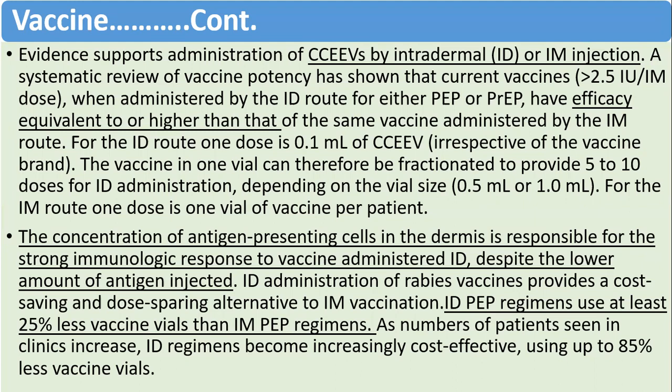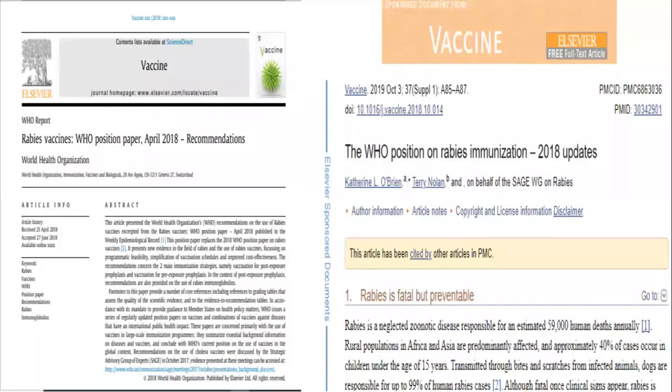The concentration of antigen presenting cells in the dermis is responsible for the strong immunogenic response to vaccine administered intradermally, despite the lower amount of antigen injected. Intradermal post-exposure vaccine regimes use at least 25% fewer vials than intramuscular post-exposure regimes. So the number of patients seen in the clinics increases. Intradermal regimes become increasingly cost-effective, using up to 85% fewer vaccine vials.